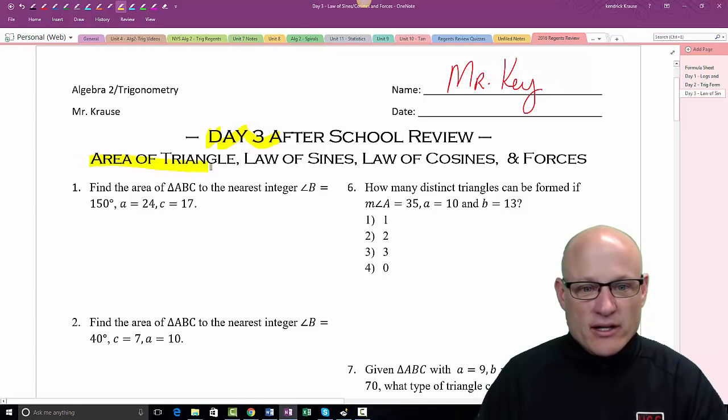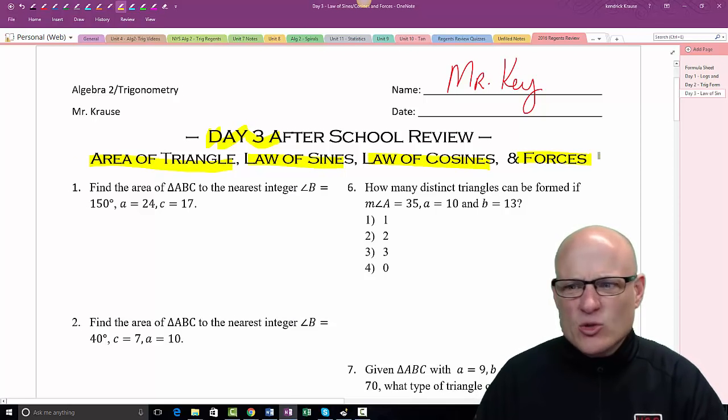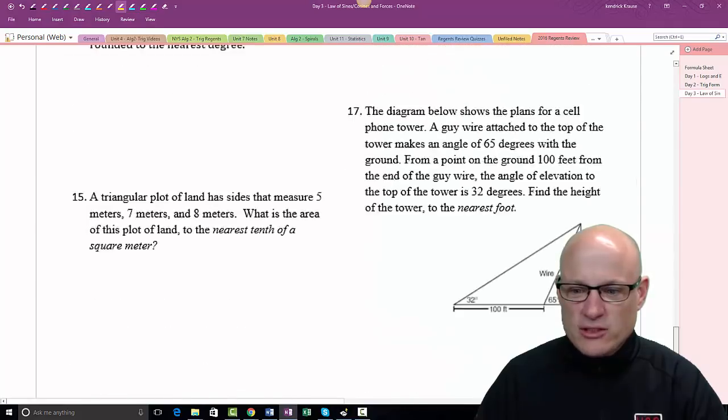Area of a triangle. Law of sines. Law of cosines. And something to do with forces. Alright, kids. This shouldn't take long. I think we got 17 problems.